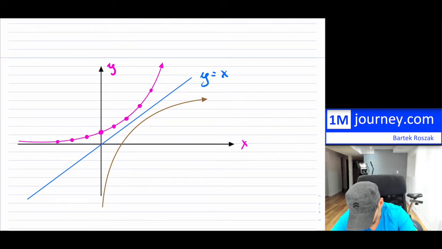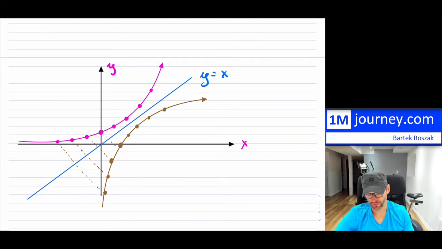Where these points that we had are just reflected along here, so this would have been one point. Okay, this is the other point, this is the other point, and so on. So you would have gotten these points, which are basically a reflection. That would have been our inverse to our exponential function.